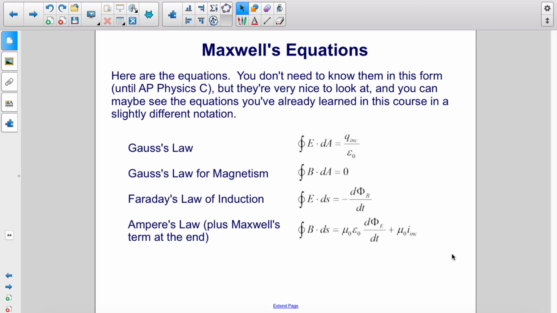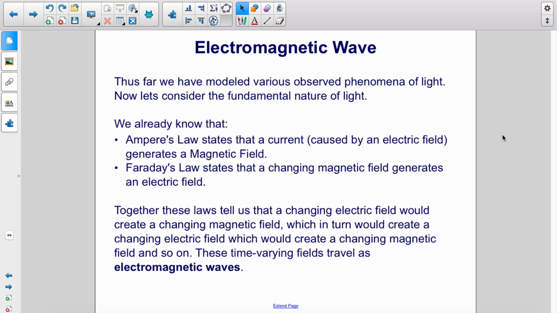Here are the equations. You don't need to know them in this form until AP Physics C, but they're nice to look at, and you can maybe see the equations you've already learned in this course in a slightly different notation. Thus far, we have modeled various observed phenomena of light. Now let's consider the fundamental nature of light.